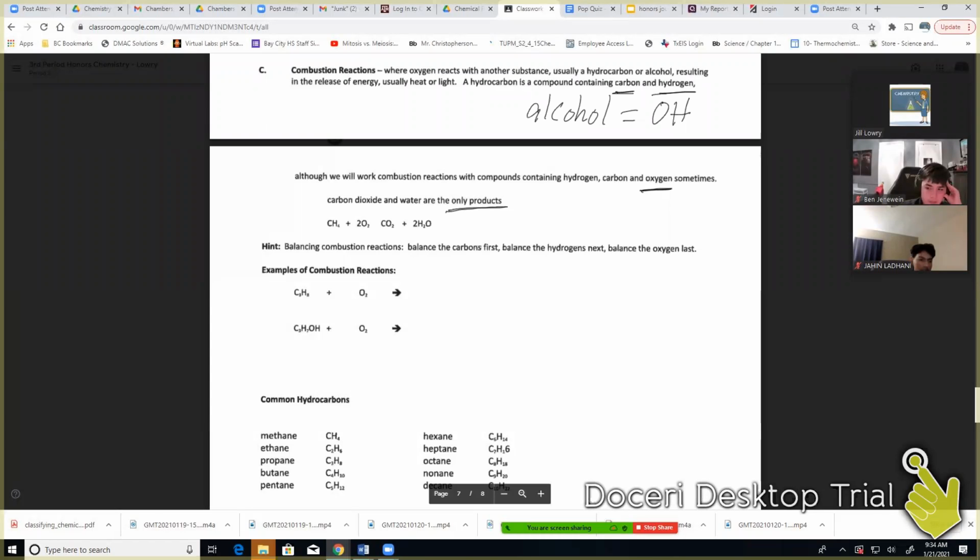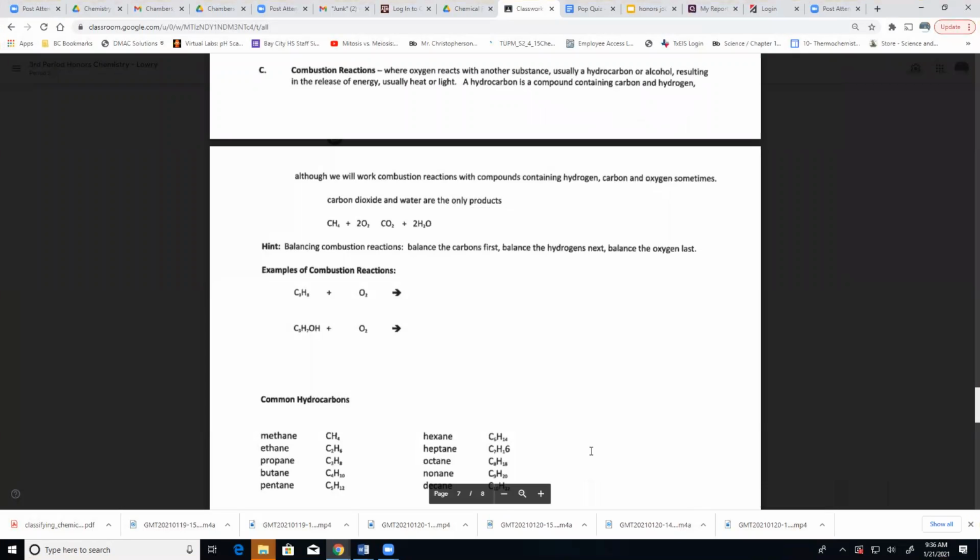The hints for balancing these equations: balance your carbon first, then your hydrogen, and leave your oxygen to the last. We've done a few of these, and I think we've done them in that order. And it kind of makes it a little bit easier. All right, so let's look at those real quick, a few examples of that.